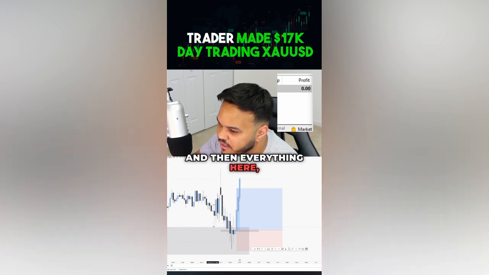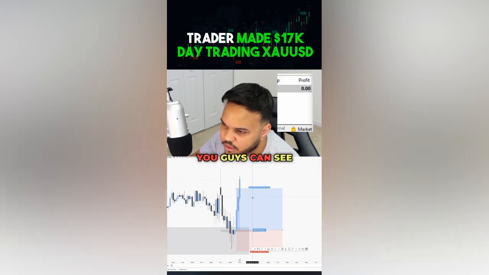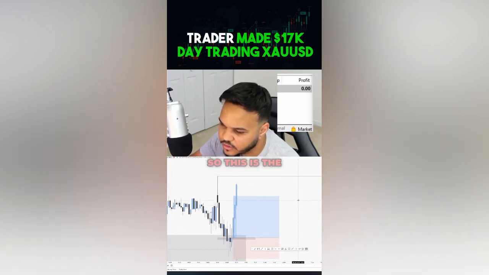And then everything here, you guys can see, it's just liquidity grab. Market was just grabbing liquidity out of the swing low here, sweeping. Then when it give me a small break right here, that's when I enter my trade. Took the entry here, 30 pips stop loss for 60 pips. You guys can see it's kind of pushing into the swing high right here, but I closed my trade. So this is the trade for today.